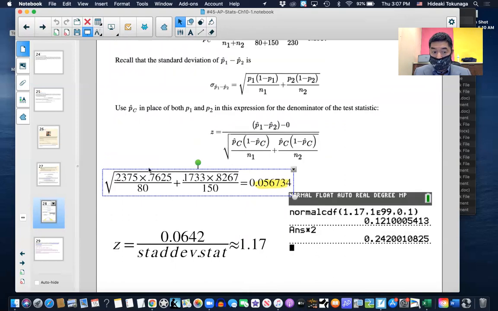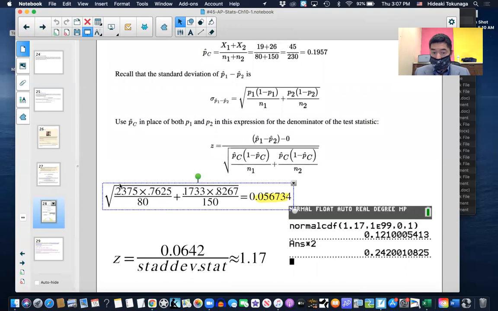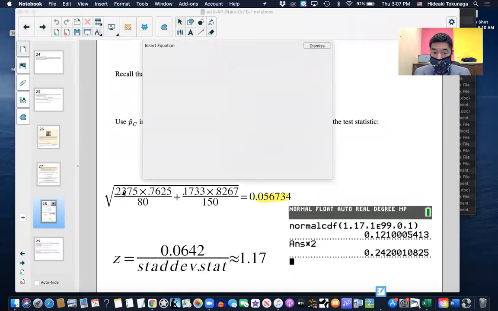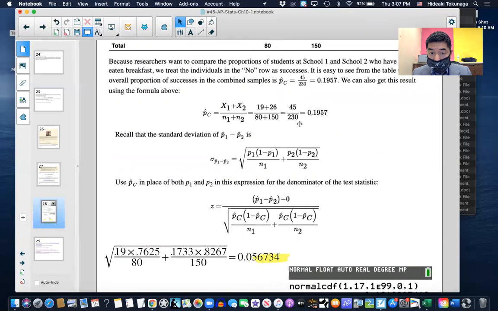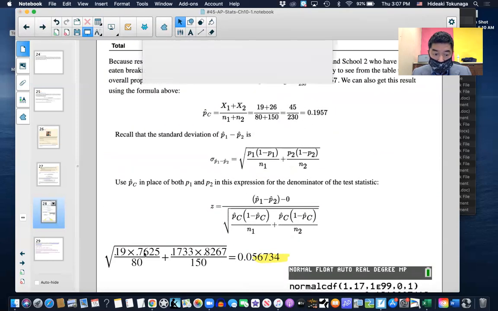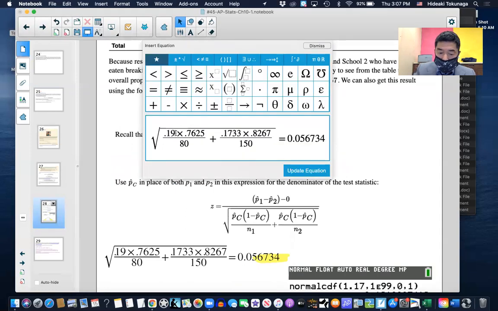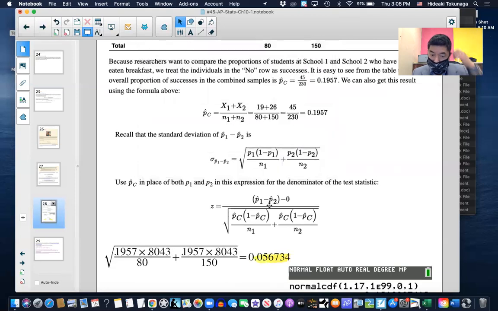So I rewrite this, instead of the individual success and failure of 0.2375, I will type the pooled proportion, 0.1957, and its complement, 0.8043. Okay, so now I write the equation right here.